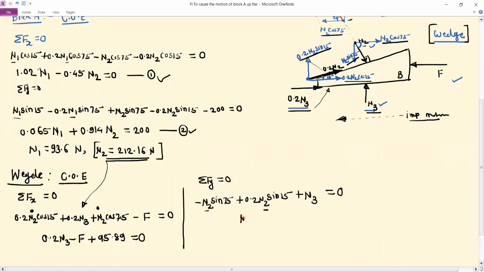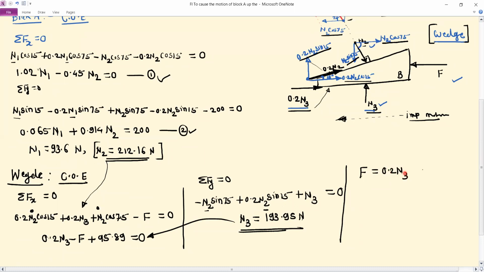So from this equation, the normal reaction n3 is equal to 193.95 Newton. Now put this value in this equation, and then you will get the value of F. So that equation will be, F is equal to 0.2 n3 plus 95.89. Just put the value of n3. So it is 0.2 into 193.95 plus 95.89.